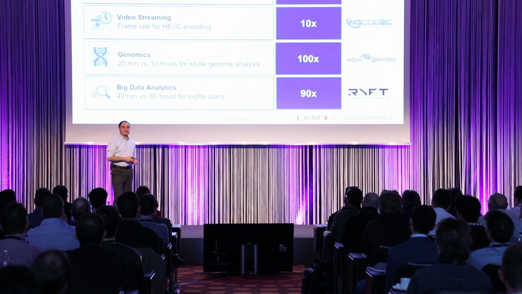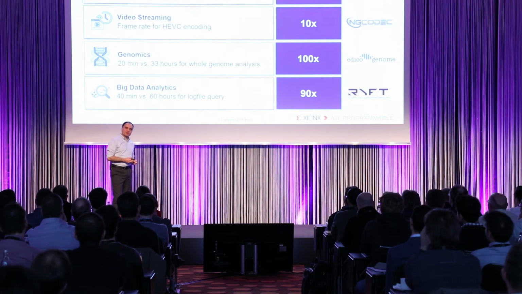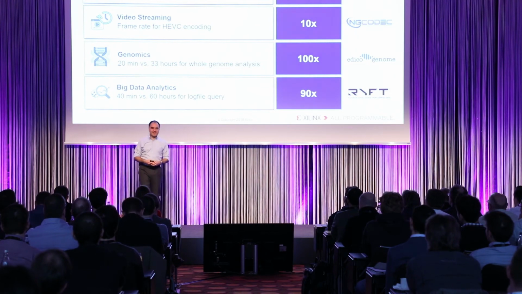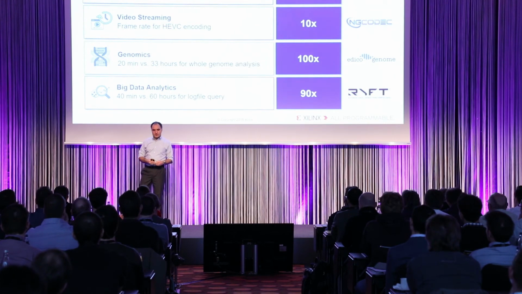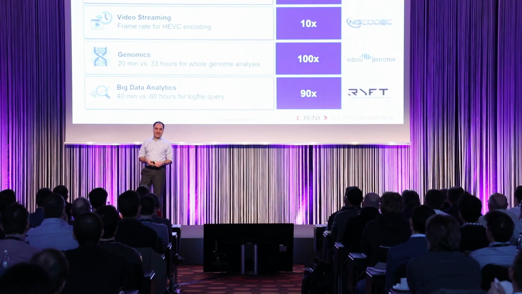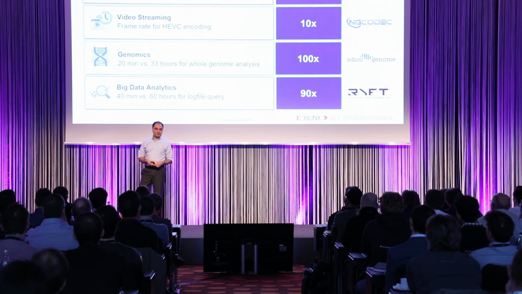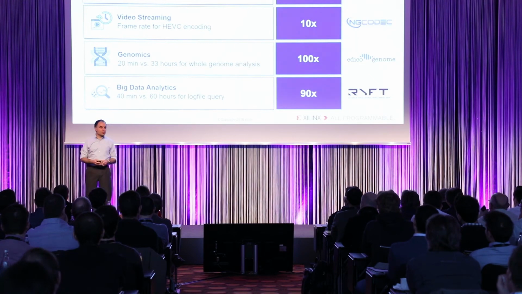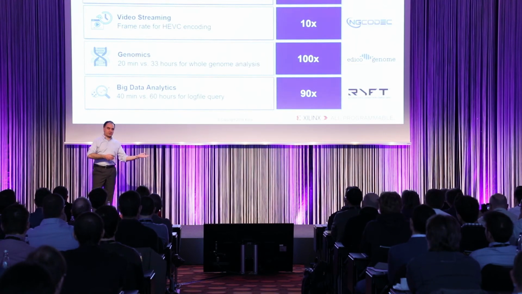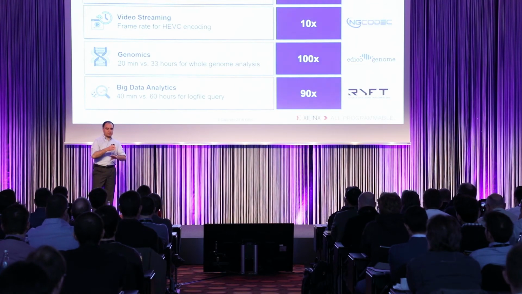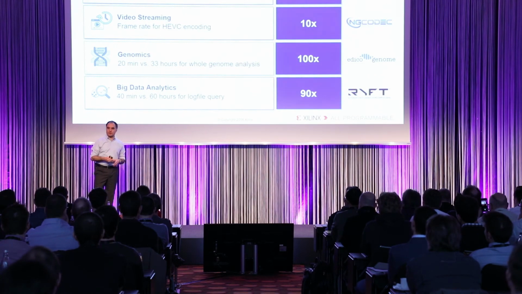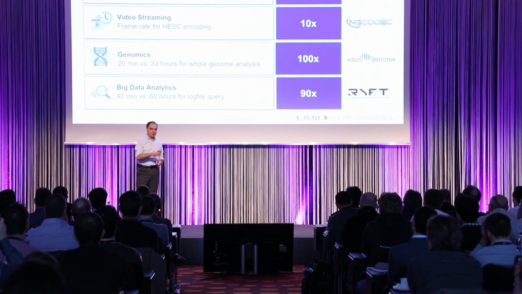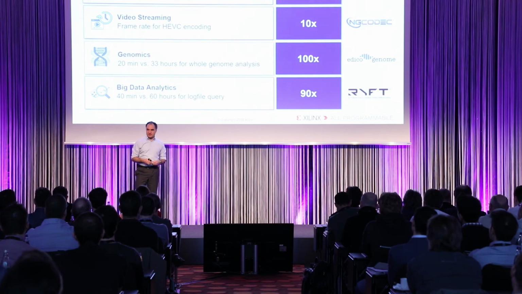Genomics is probably one of the best targets for FPGA acceleration, just because it's full of bit shuffling and custom pipelines. And Edico Genome, which is one of our partners there, is getting 100x acceleration. They basically go, as you can see, from 33 hours to analyze a human genome to 20 minutes, CPU versus FPGAs. And by the way, GPUs don't even play in those domains. Their architecture is just not fit for genomics or video transcoding or data analytics.